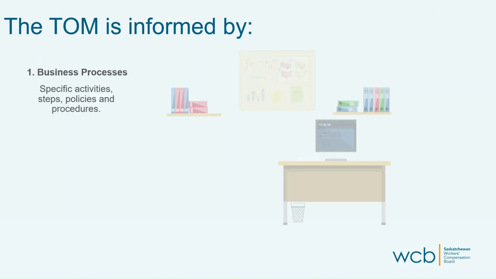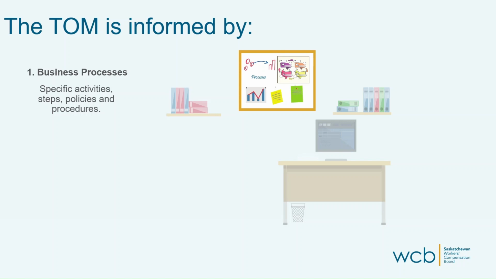First, business processes, including specific activities, steps, and policies and procedures, are foundational to the target operating model. The end-to-end processes required to support service delivery will be identified, and a plan will be in place on how to manage those processes effectively.